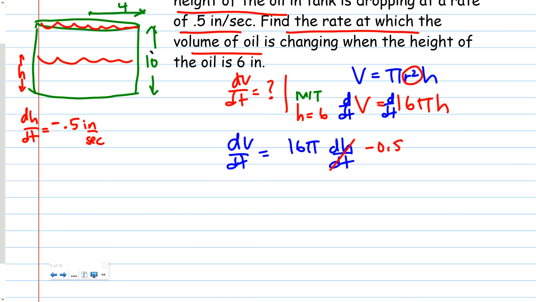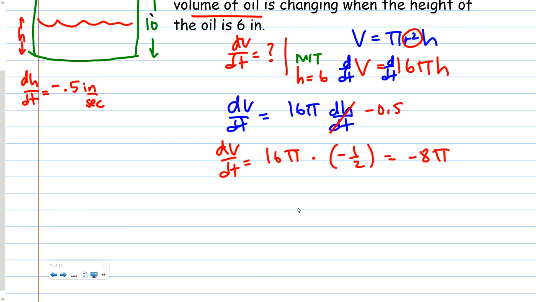Okay. All right. So dV/dt is equal to, and see if this makes sense to you, 16 pi times negative 1/2. Okay, which is really just negative 8 pi. Guys, if you're using the calculator, don't get used to it because on the test you're not going to have a calculator for this test. Okay, so make sure you can manipulate these fractions.